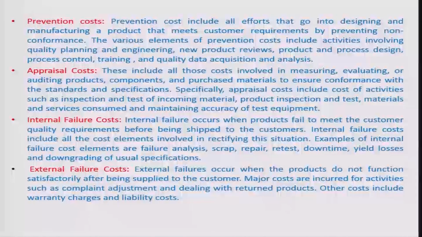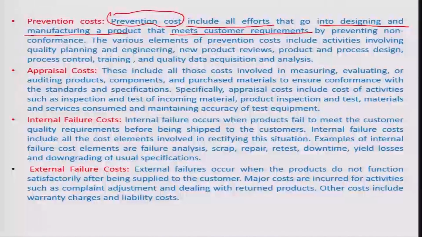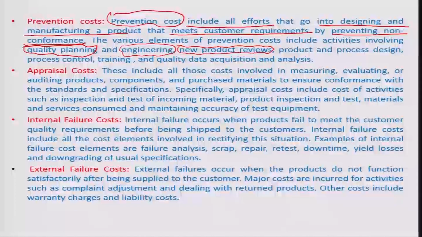So, particularly prevention cost, it includes all the efforts that go into designing and manufacturing a product that meets some customer requirements. Okay. And so, prevention cost is the cost you add on to the system to prevent the non-compliance or the non-conformance. There may be various elements of prevention costs, which may include activities involving, let us say, quality planning at different phases of the production or production engineering. There can be something related to the new product reviews, which gives you an idea about how a product is doing in the market, or what are the expectations of the customer, which way the market goes in terms of reliability, aspirations developed by the customer, so on and so forth.